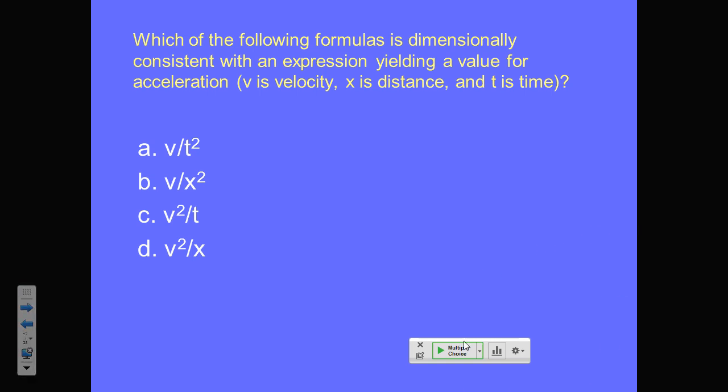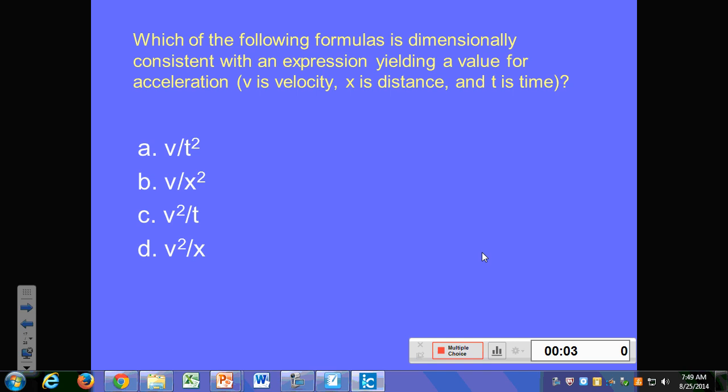And which of these is consistent with acceleration? Velocity is meters per second, distance is meters, time is seconds, and acceleration is meters per second squared. So which of these is meters per second squared? Remember, you can ask your neighbor what they've got, or talk to them about it if you like.